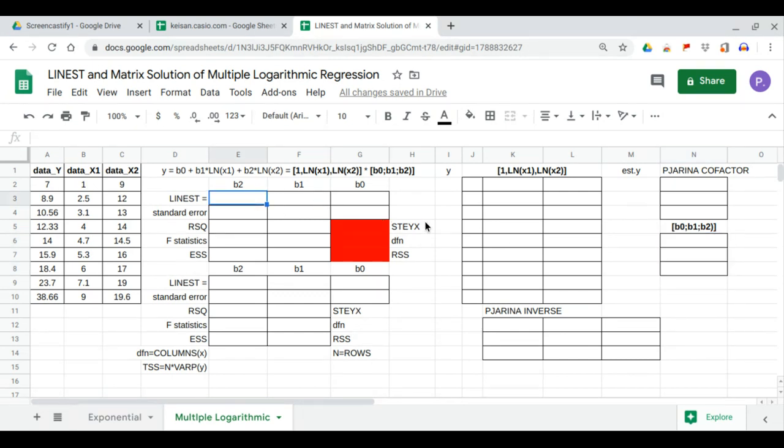We start with the transformation of our data set, which is array formula of the ln y values. Next, we complete the [1, ln x1, ln x2] matrix. We start with the 1 column and the x1 column, which is array formula of the ln of the x1 and x2.